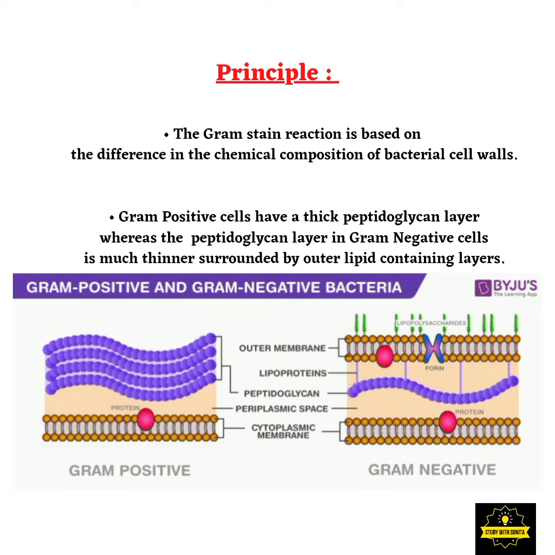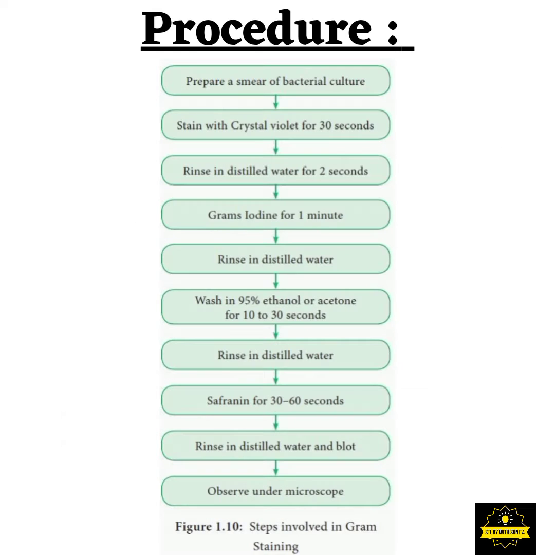Principle. The gram stain reaction is based on the difference in the chemical composition of bacterial cell walls. Gram-positive cells have a thick peptidoglycan layer, whereas the peptidoglycan layer in gram-negative cells is much thinner, surrounded by outer lipid-containing layers. The procedure is as follows.